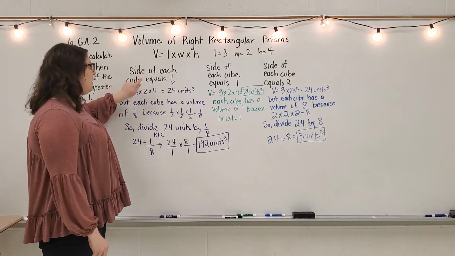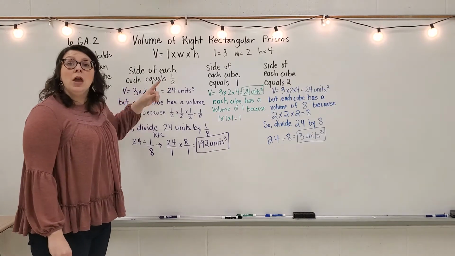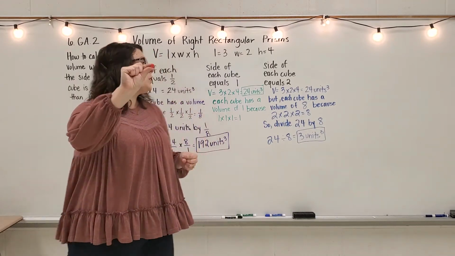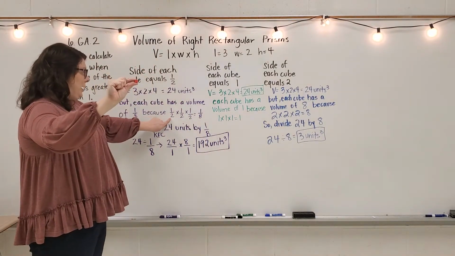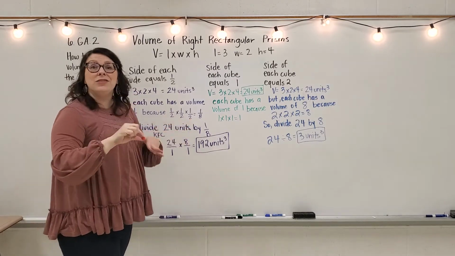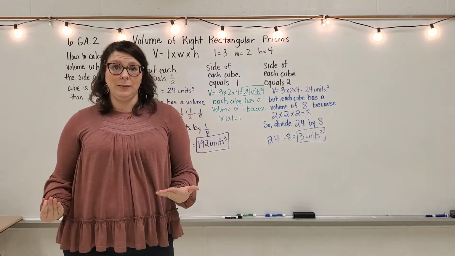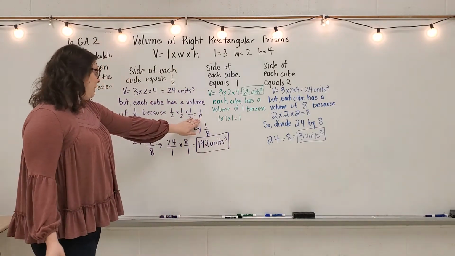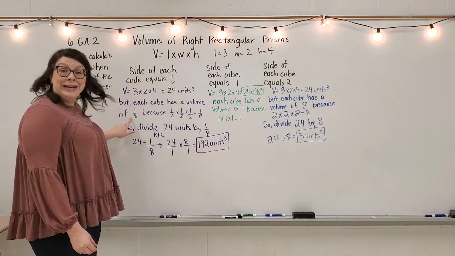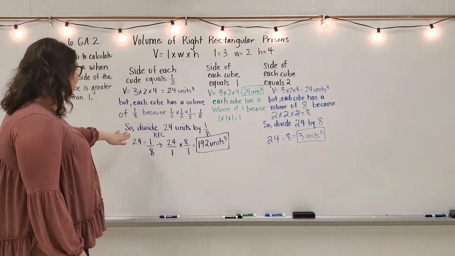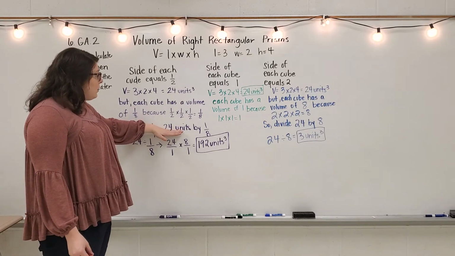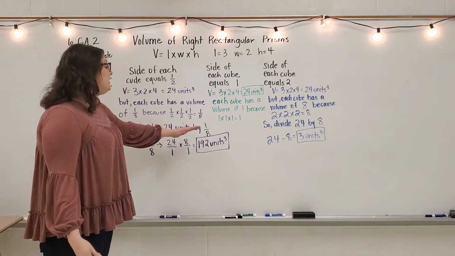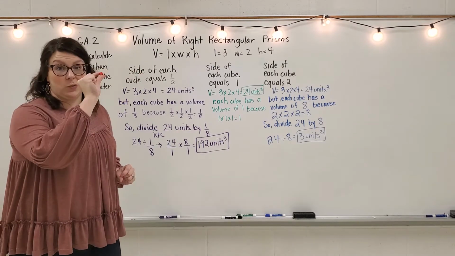However, each side of the cube equals 1/2. So I need to find the volume of the cube itself. I'm going to take 1/2 times 1/2 times 1/2, because all the sides are equal since it's a cube and each side is 1/2. 1/2 times 1/2 times 1/2 equals 1/8. So the volume of each cube is 1/8. Well, now I take my volume, 24, and I divide it by the volume of each cube, which is 1/8.